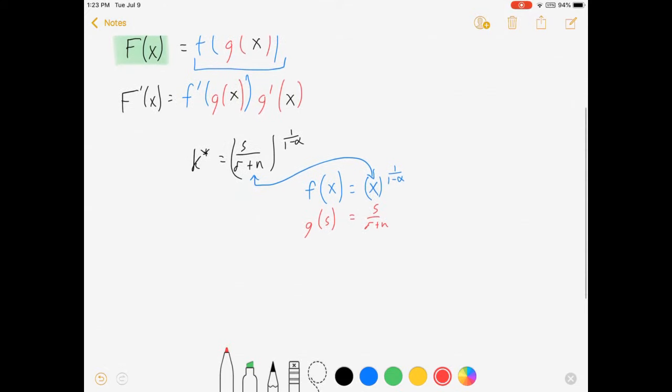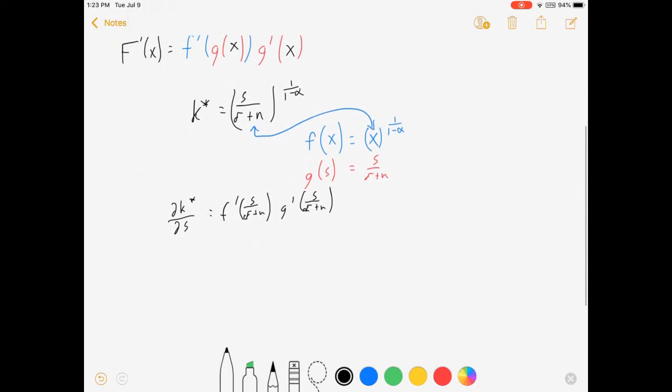Alright, so what is the derivative of the steady state capital k star? Well, with respect to a change in s, dk star ds is equal to f prime of s over delta plus n, that's a delta, times g prime of s over delta plus n. That's it in a nutshell, right?